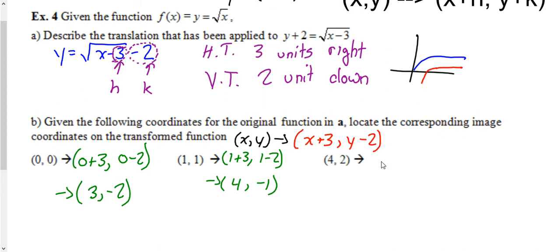Over here, we got 4, 2. So what's happening to 4, 2? So we're going to go 4 plus 3, comma, our original y value is 2. We're going to subtract 2 from it. So what do we get? We get, well, 4 and 3 make 7, comma, 0. It's going to be my new image coordinate.